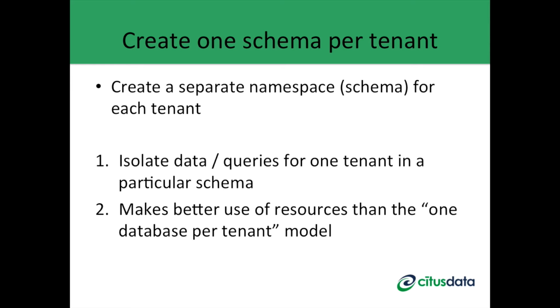The second design pattern, the one where you create a separate schema per tenant, sits between options 1 and 3. Compared to the one database per tenant model, this approach does a more efficient job at sharing resources. In this model, you can continue to isolate the tenant's data and queries into a particular database schema. One point to note is that for the isolation of tenants, this model may not satisfy all regulatory criteria related to isolation in the healthcare industry.